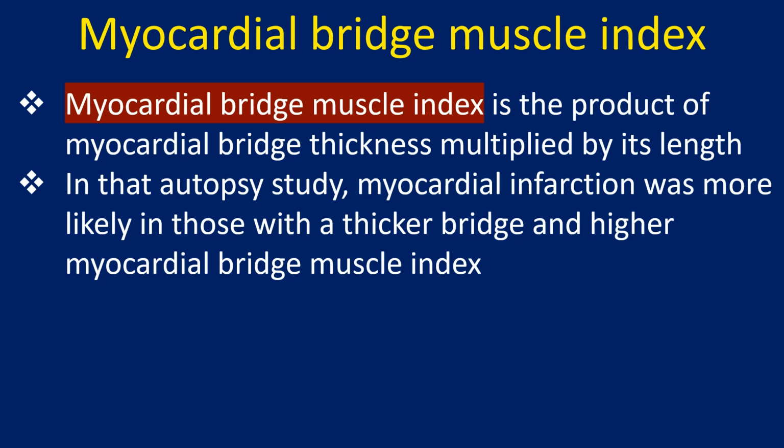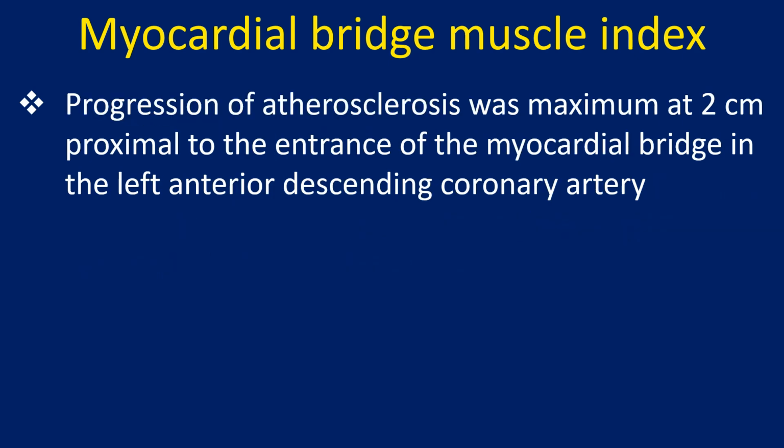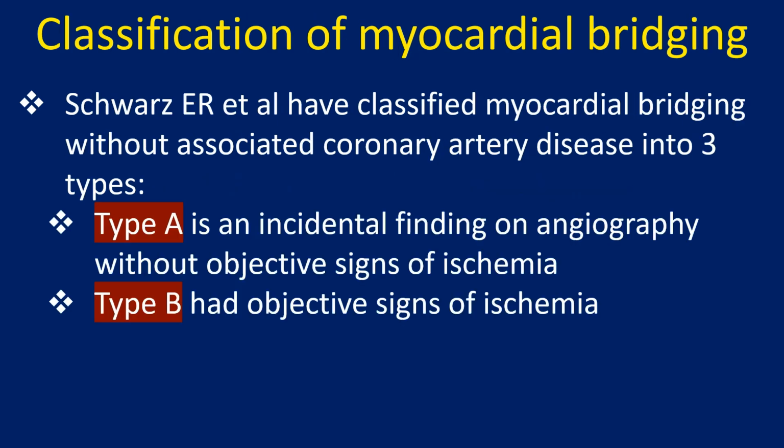Myocardial bridge muscle index is the product of myocardial bridge thickness multiplied by its length. In that autopsy study, myocardial infarction was more likely in those with a thicker bridge and higher myocardial bridge muscle index. Progression of atherosclerosis was maximum at 2 cm proximal to the entrance of the myocardial bridge in the left anterior descending coronary artery. Schwarz and colleagues have classified myocardial bridging without associated coronary artery disease into 3 types.